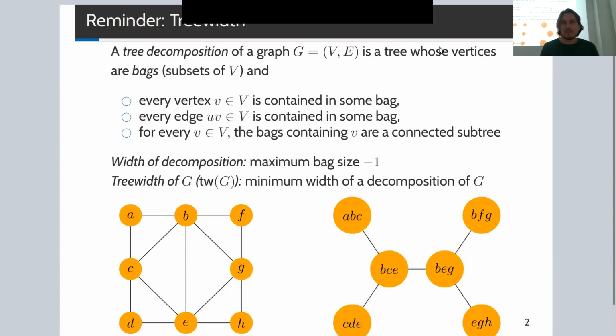Just as a quick reminder, in the last lecture we introduced tree width, which is a decomposition of a graph into a tree-like structure. When we had our bags, we had these three properties that a tree decomposition was supposed to have. And we learned how to do dynamic programming with these tree decompositions.